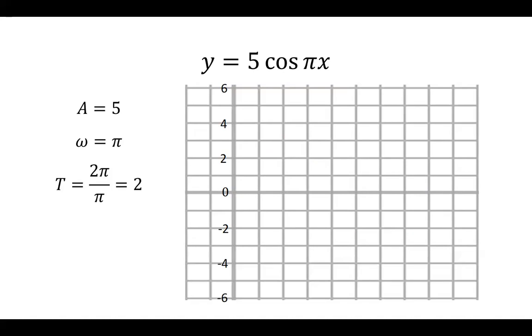So we got a period of 2. So the end of this graph is going to be at 2. Half of that is 1. Half of that is 1/2. And then halfway between 1 and 2 is 3/2. So now I have my 5 points.